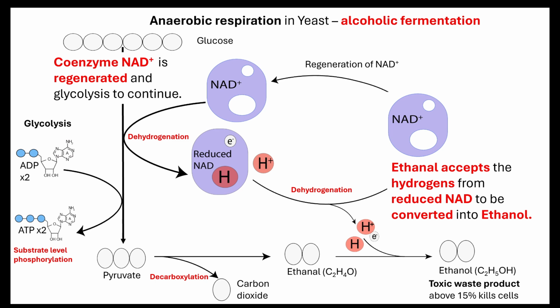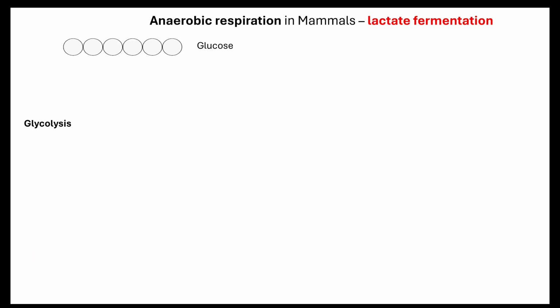So we'll look at that when we look at module 6 and the biotechnology topic area. But let's look at what happens in mammals. So alcohol fermentation is the anaerobic respiration in yeast cells. We're now going to look at mammals, and we don't produce ethanol. Instead, we produce lactate. We do what's known as lactate fermentation.